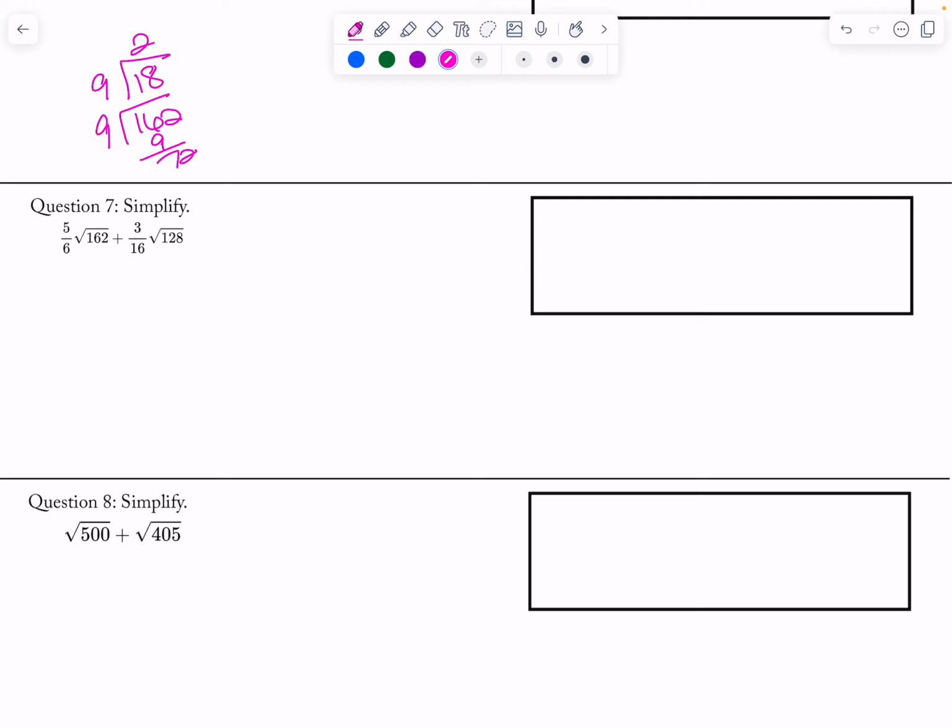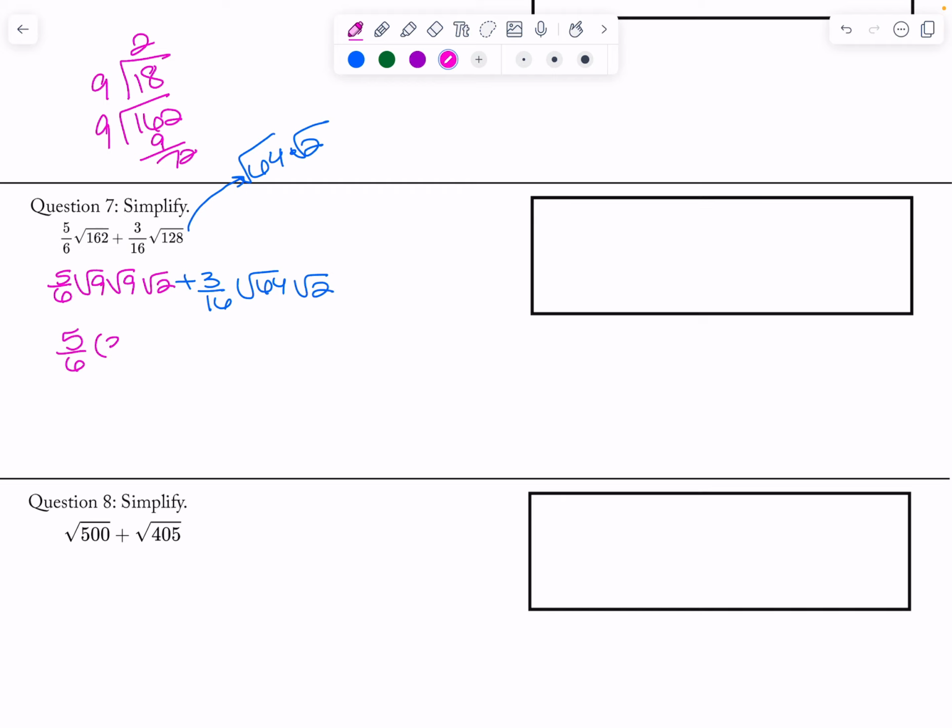Okay, so I have 5/6, a square root of 9, square root of 9, and a square root of 2. And then I have a plus 3/16. 128 is 64 times 2. So root 64 times root 2. I could have divided it by 4 multiple times, and that would have worked too.